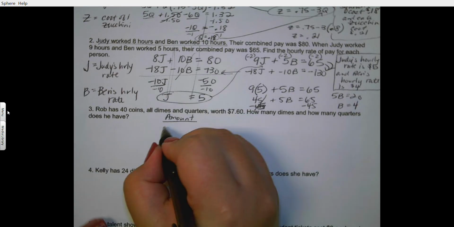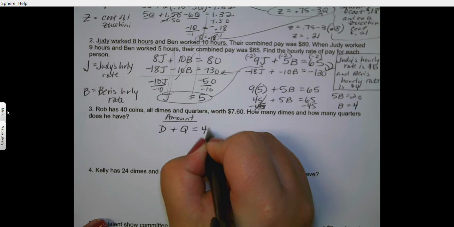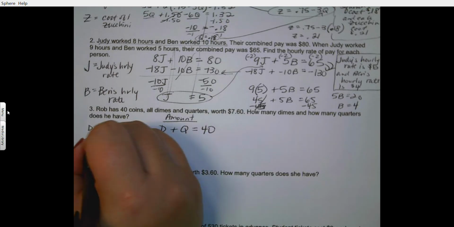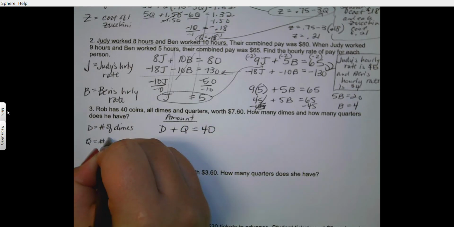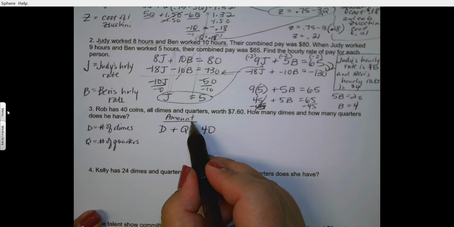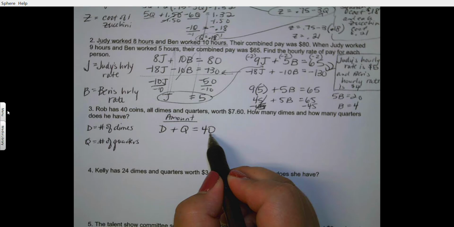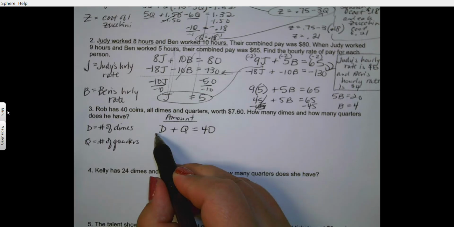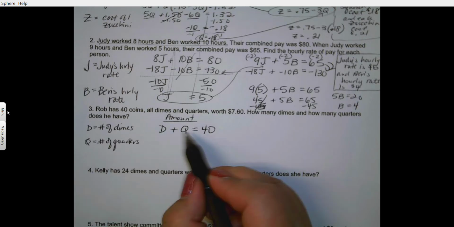So the first equation is the amount. I have dimes and quarters, and I have 40 total coins. D is equal to the number of dimes, Q is equal to the number of quarters. I have some amount of dimes and some amount of quarters, and I have 40 total. So I could have 20 dimes and 20 quarters. I could have 30 and 10. I could have 10 and 30.